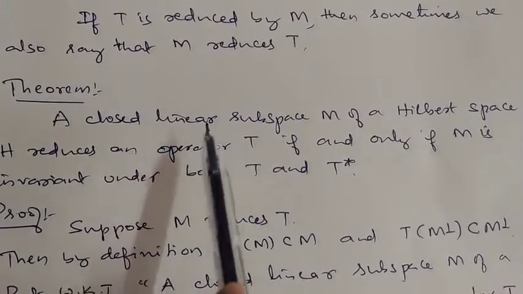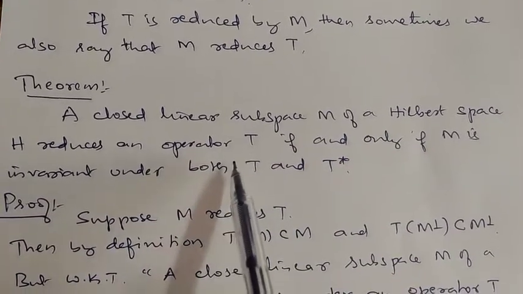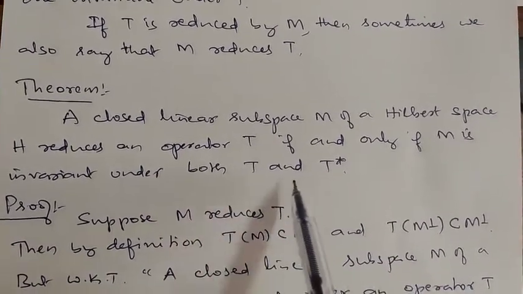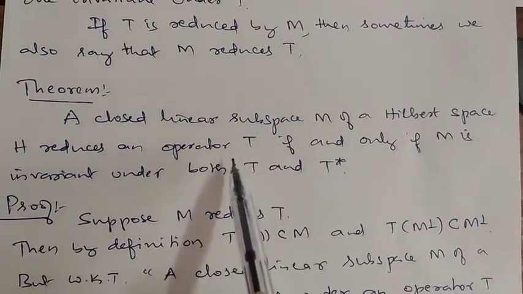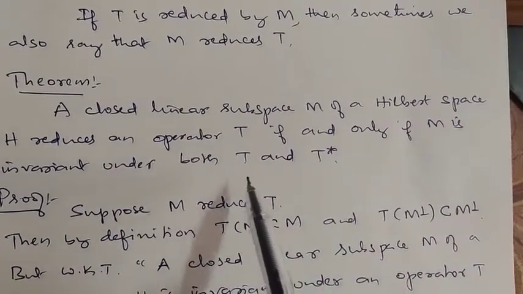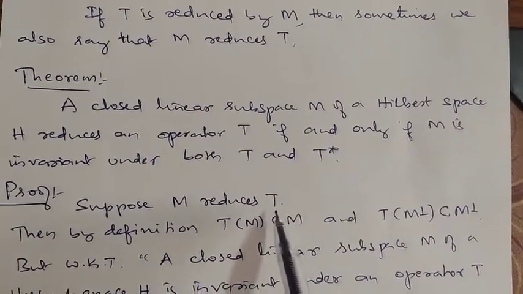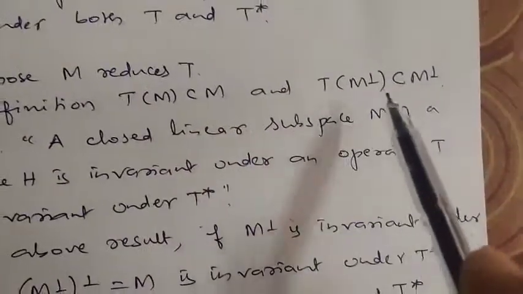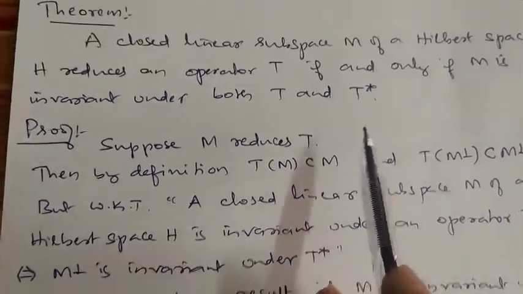This result says a closed linear subspace M of Hilbert space H reduces an operator T if and only if M is invariant under both T and T star. Now, suppose M reduces T. Then by definition, T of M is contained in M and T of M perp is also contained in M perp, because M and M perp are invariant under T.